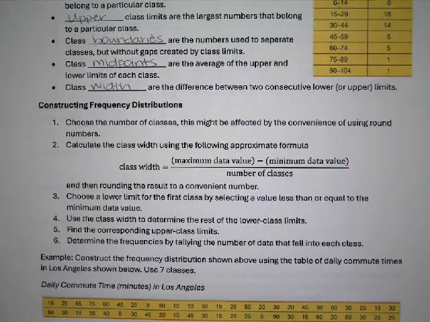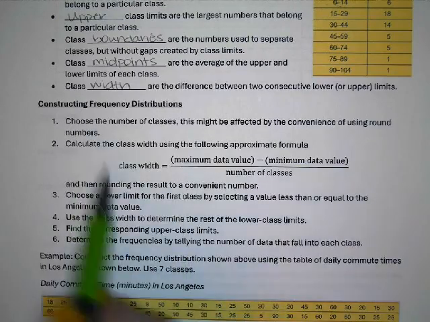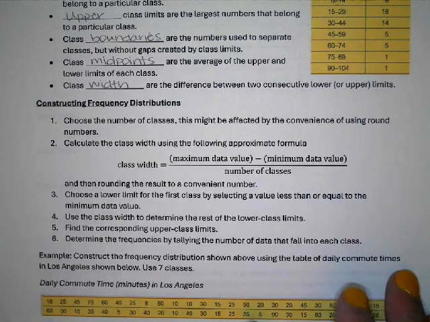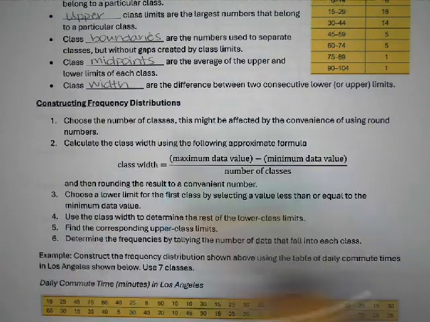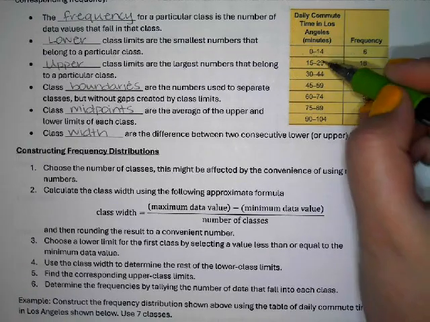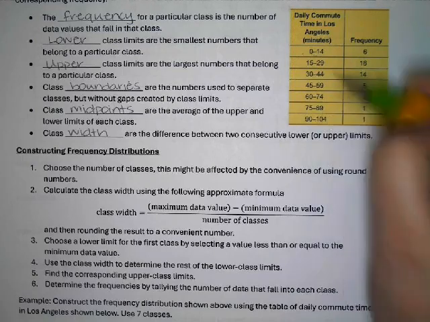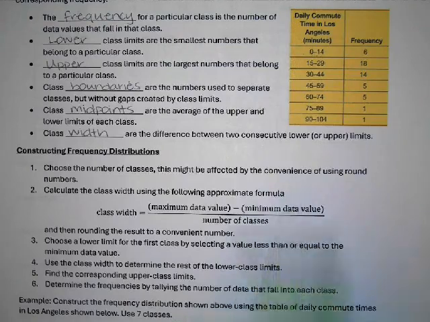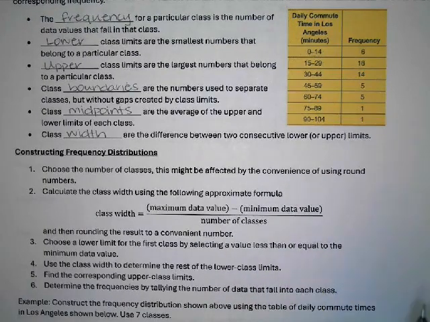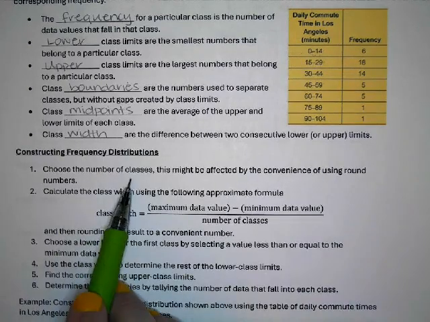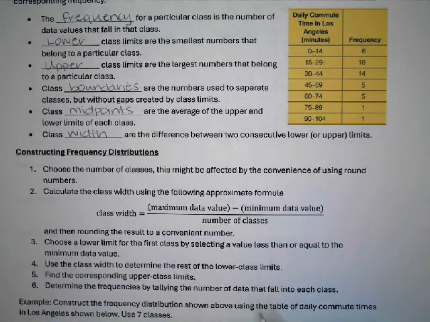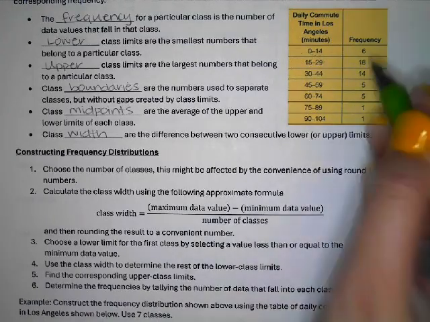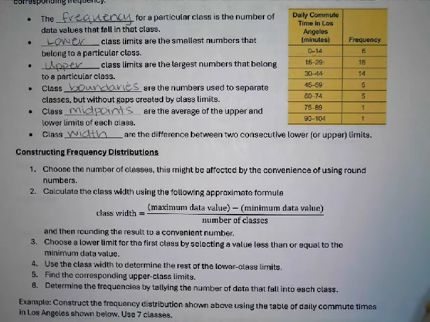All right, so here we're going to learn the process for constructing frequency distributions. First, you choose the number of classes. Here they chose 7. This might be affected by the convenience of using round numbers, so you might choose specifically to create the number of classes based on your data points so that you can have round numbers when you start to pull your data out and create the frequency distribution.